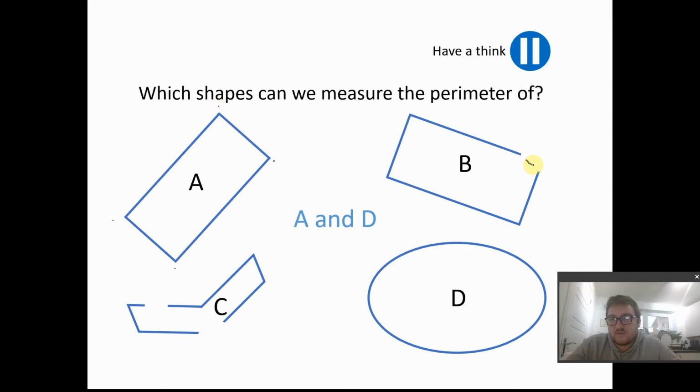However, B, like imagine if a field had an open gate, the cows could get out, the perimeter is not sealed. Same with C, there's a gap in between some of the sides. However, D, just like A, although it's a different shape, it's a sealed or closed loop, so it's a perimeter that we can measure, although this shape would be quite hard to measure its perimeter. Why do you think that might be?